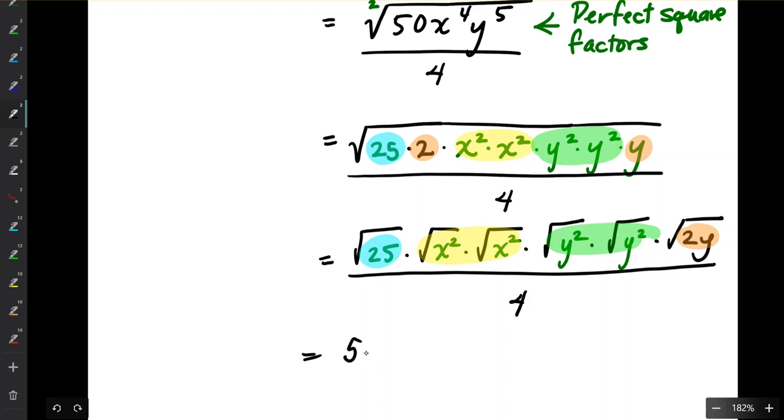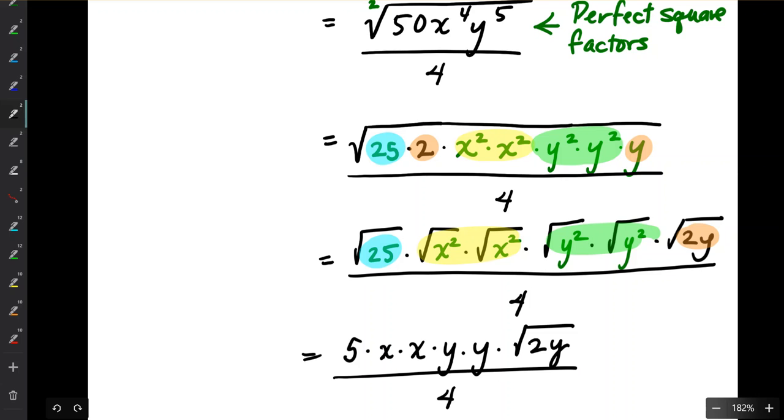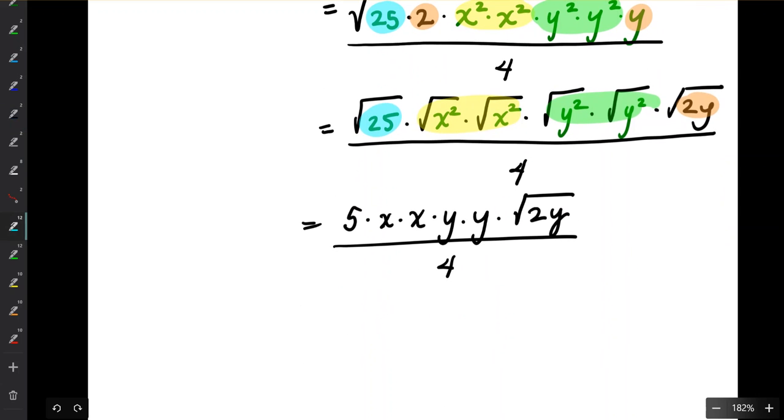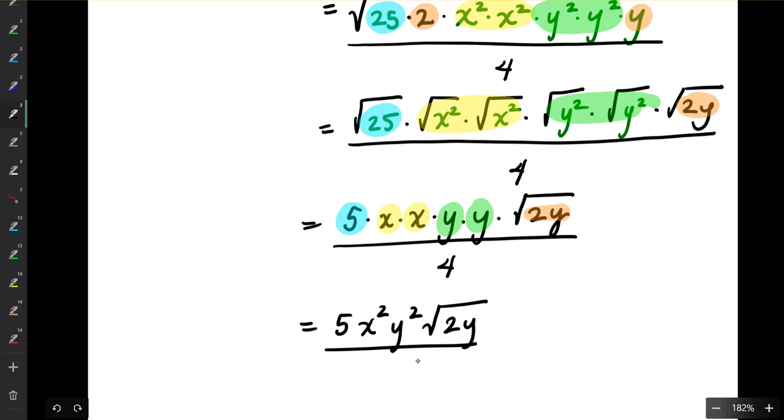Square root of 25 is 5. Square root of x squared is x. Square root of x squared is x. Square root of y squared is y. Square root of y squared is y. Square root of 2y. And then just simplifying here, x times x is x squared, y times y is y squared. Square root of 2y we leave alone because there's no more perfect squares there, all over 4. And we are done.